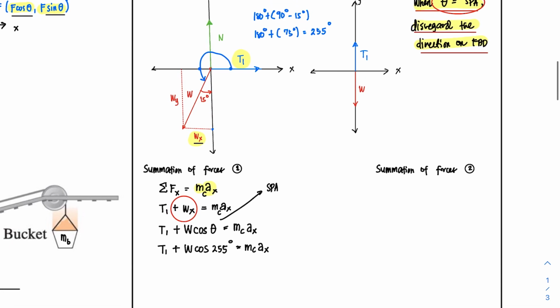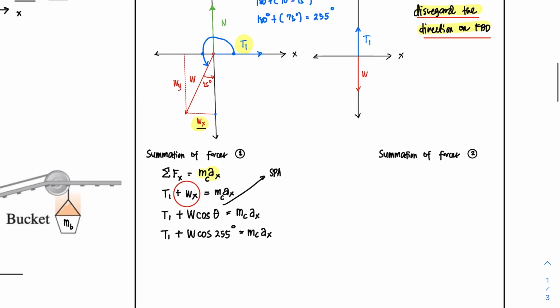So that is from the note here: when theta is measured in SPA, you disregard the direction. Why? Basically, when you input this cosine 225 in your calculator, class, the calculator automatically will give you the sign, either positive or negative. So clearly in this case, this is a negative value. So try it in your calculator. That will give you a negative value.